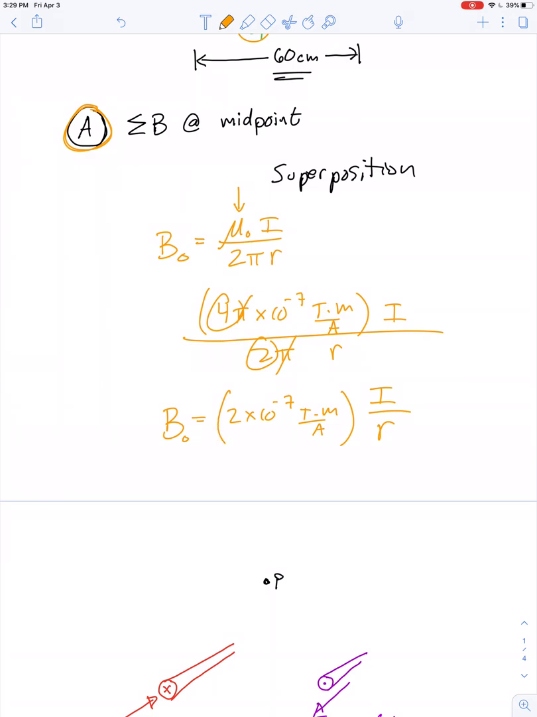So there's no name to this fundamental constant, but it's what you get when you divide the fundamental constant by a value of 2 pi. So if we go with that and replace I with 6 amps and replace R with 0.3 meter, 30 centimeters, 0.3 meter. Meters cancel meters, amps cancel amps, we'll be left with Tesla.